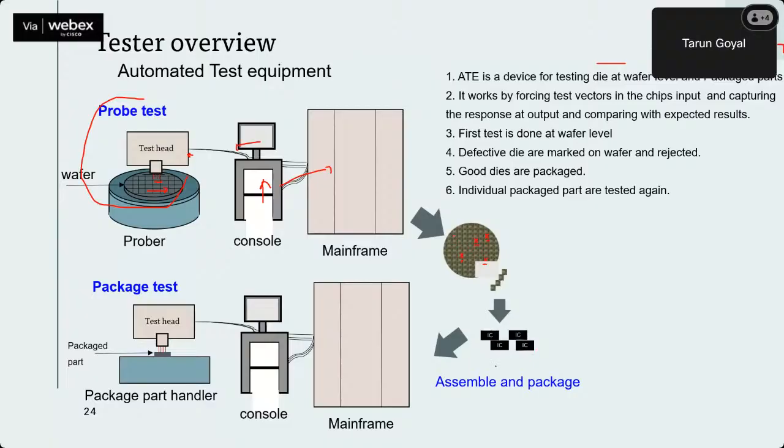Once we are done with the package, we again take the tester. It can be the same tester, but the probe head will be different for the wafer versus the package. Then we place the package parts here and do the same testing, with the same vectors which were on the wafer. So this is how this entire process works.